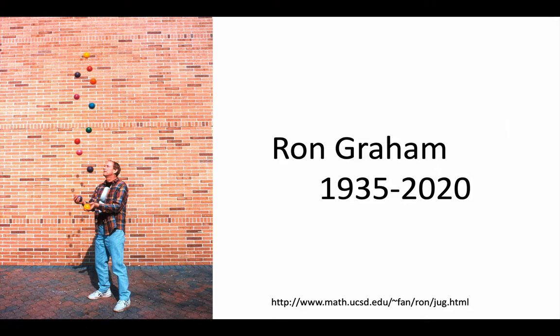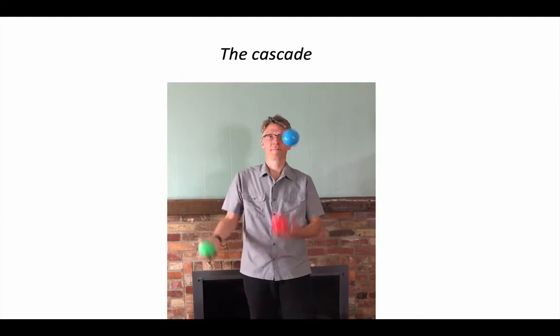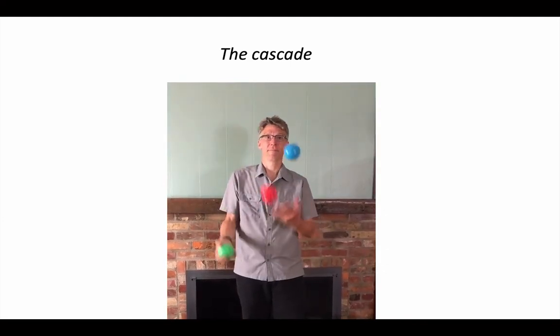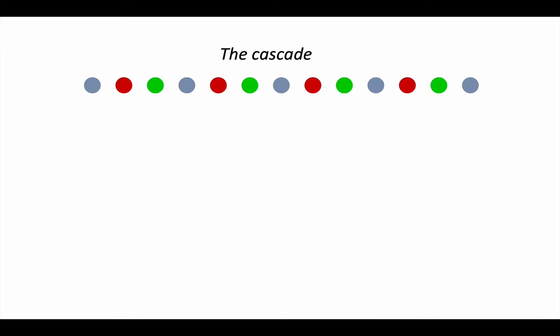In order to talk about the mathematics of juggling, we need a little bit of juggling. Here I am juggling the cascade, and what I want to do is focus on the order in which the balls are caught. So here we go. They caught blue, red, green, blue, red, green, and so on. What we'll do is mark on our screen here the colors of the balls in which they're caught. Blue, red, green, and so forth.